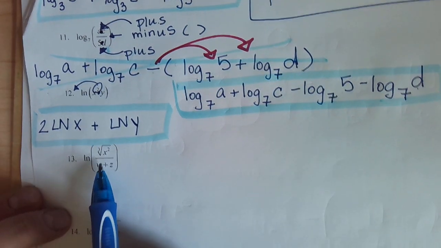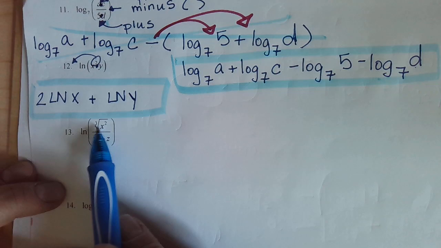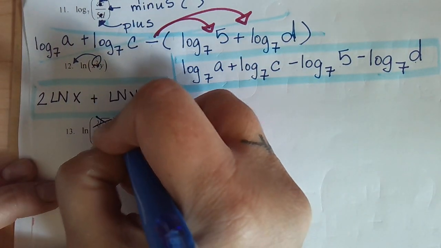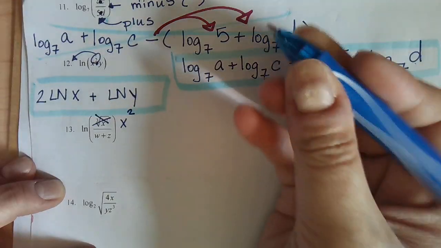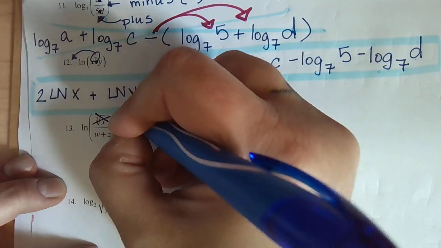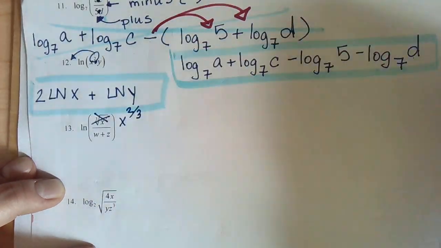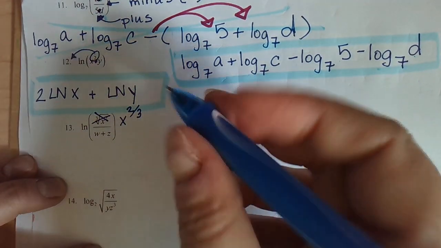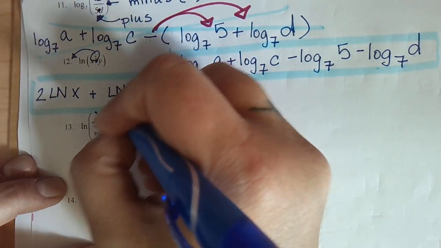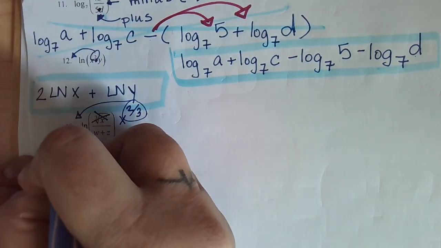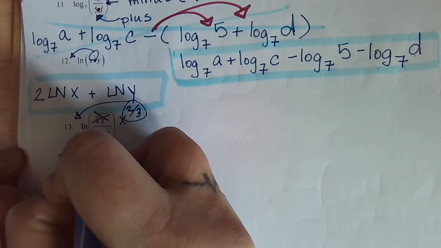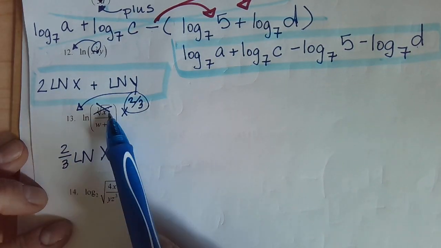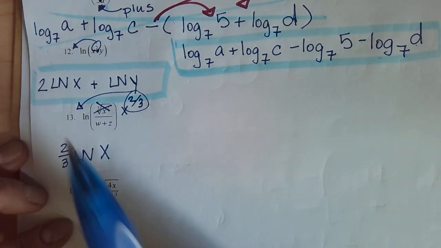Okay, let's look at number 13. We already learned how to change up this top. We said that this top becomes x squared, because it was x squared. But then that cube root means you have to divide it by 3. All right. And so now that's a power, and that 2 over 3 is going to come in front of an ln. So I have 2 over 3 ln x because the x was in the top.